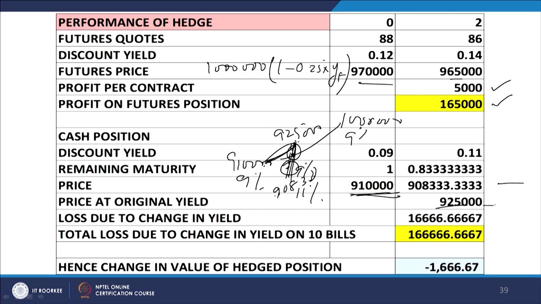Therefore, the loss on the cash position is not this minus this. In fact, it is not this minus this, it is this minus this. See, it should have been this, but it is actually this. This is at 9%, this is at 11%, this is at 9% for 10 months, this is at 11% for 10 months. Therefore, the loss is this amount per T-bill, per million. So, for 10 million it works out to this much amount. This is the total loss.